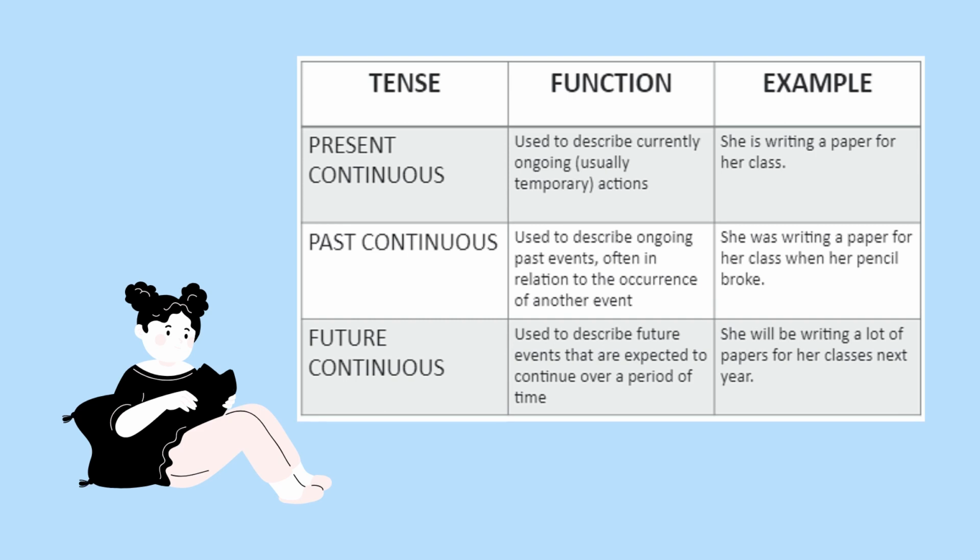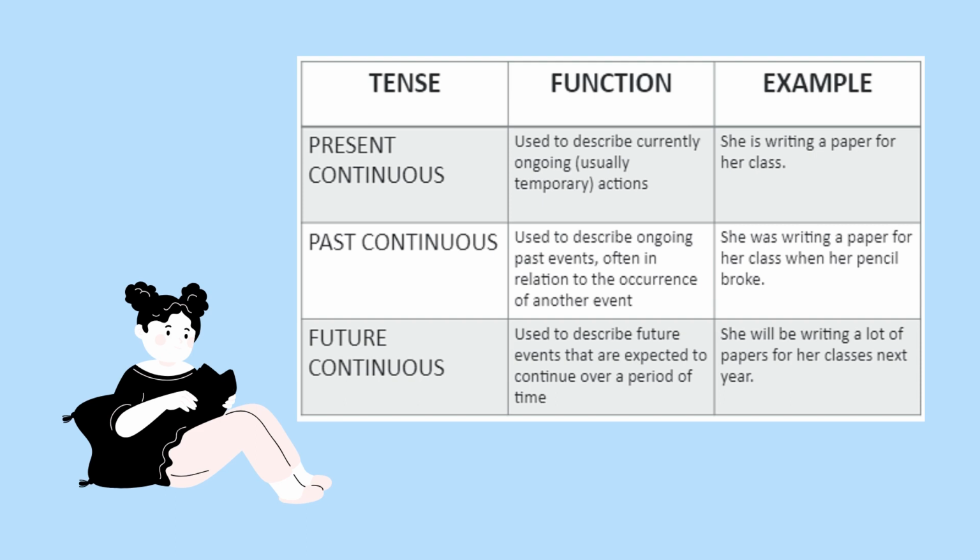Firstly, present continuous tense. It is used to describe currently ongoing, or we can say usually temporary actions. To explain it more clearly, it is used to talk about the ongoing actions. Here, is, am and are are used with the verb. Remember that if I is the subject, am is used. If the subject is singular, then is is used, and if the subject is plural, then are is used.